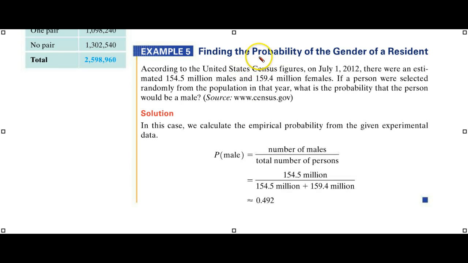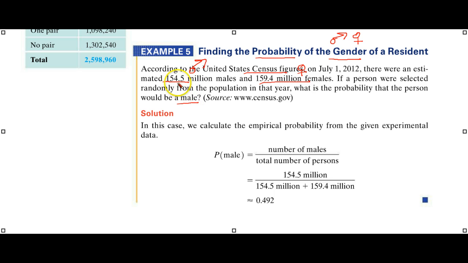So here we're finding the probability of a gender, male or female, of a resident. And they give you some background that there was actually a census. Every 10 years there's a census, and it was estimated, because you may not have hit every single person, but you can get a general, this many males and this many females. If a person were selected randomly from a population that year, what is the probability that the person would be male?